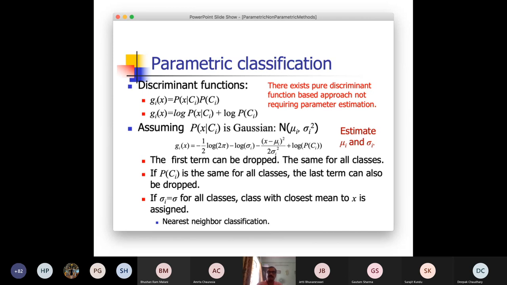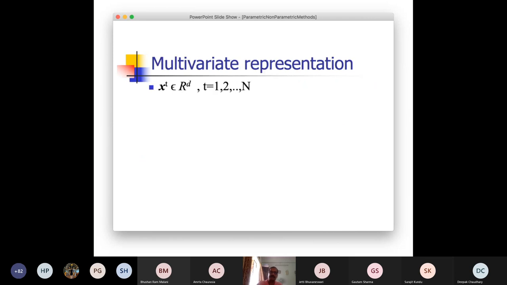I should also mention that discriminant function based approaches exist purely without any probabilistic interpretation. We'll discuss that in subsequent classes.